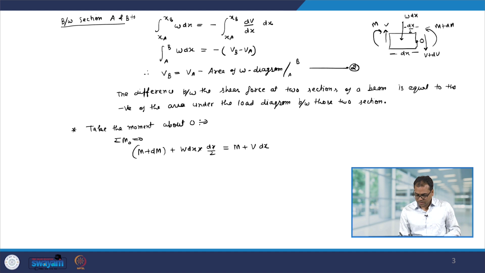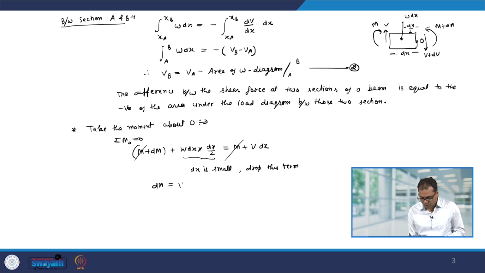Now, you can see here that m will get cancelled and this term W dx and dx by 2 has dx twice. So, dx is small, therefore, this term will be even smaller. So, let us drop this term because dx is small, therefore, we are dropping this. So, we get dm equal to V dx or V equal to dm divided by dx.